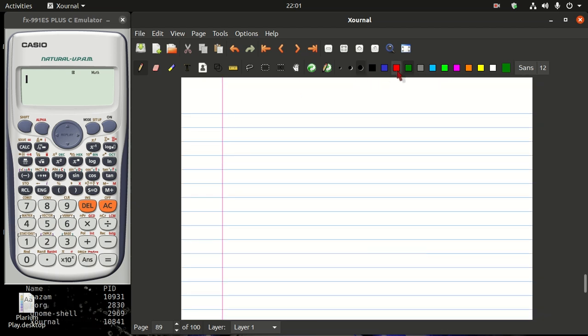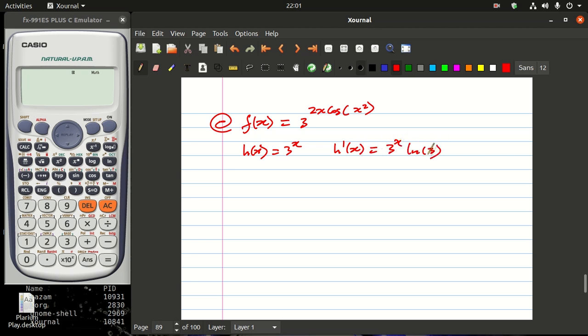Now let's go to e, and e is saying to find the derivative of f of x, which is the same as 3 raised to 2x times cosine of x squared. What I want you to notice here is something so important. If this function was h of x equal to 3 to the power x, it was going to be easy, because my h prime of x was just going to be 3 raised to x times ln of 3, and we're going to be fine.